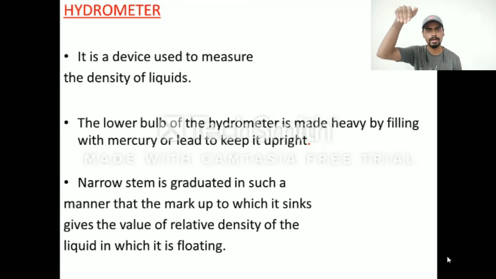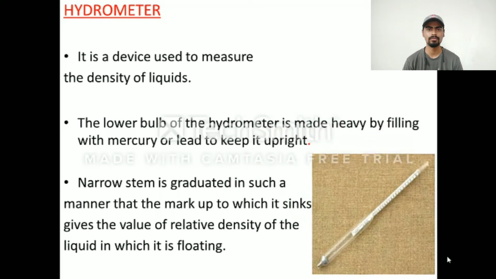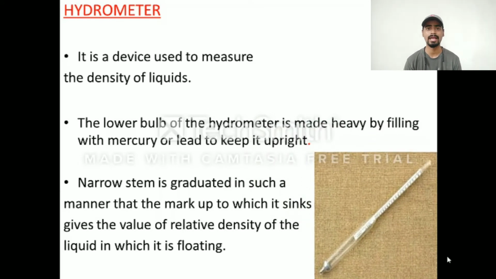As soon as the hydrometer sinks inside the liquid, you match the portion where the liquid is reaching with the scale, and you can find out the relative density of that particular liquid. Maybe it looks confusing, but we'll make it clear with the help of pictures and images, so you will be able to understand how we calculate the density of a liquid using a hydrometer. This is how a hydrometer looks.